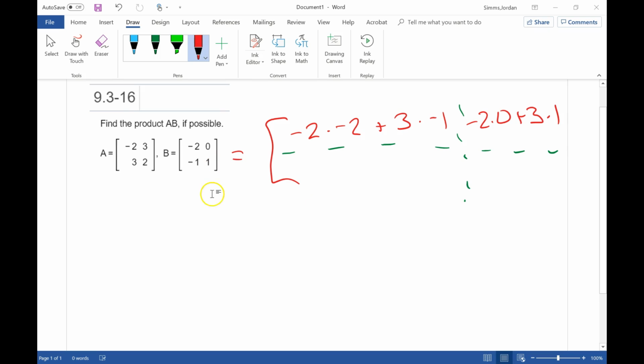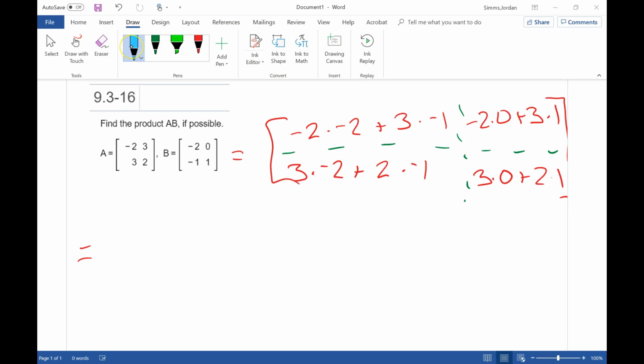Next, we're going to do our second row by our first column. So this is going to be 3 times -2 plus 2 times -1. And then lastly, we'll do our second row with our second column over here. So this is going to be 3 times 0, which I'll just write in so we keep everything straight, plus 2 times 1. Okay, so that's my intermediate matrix here, and then we'll go ahead and combine all this stuff up.